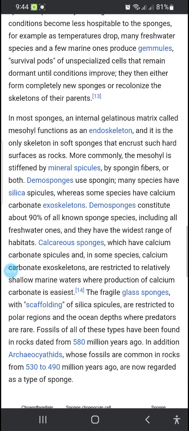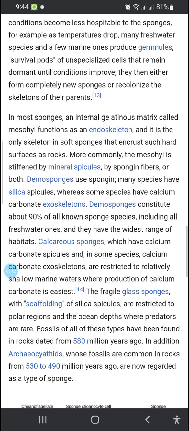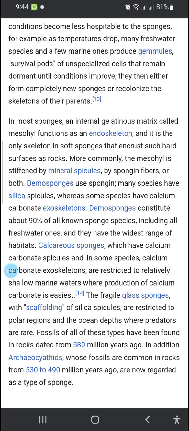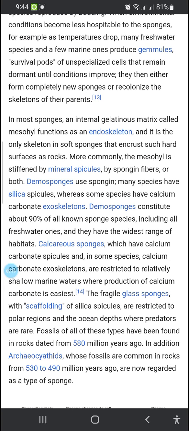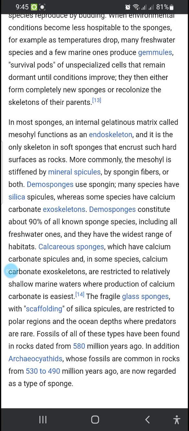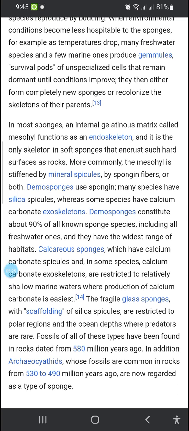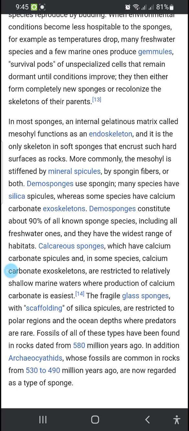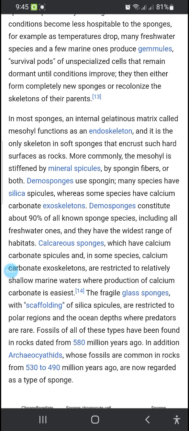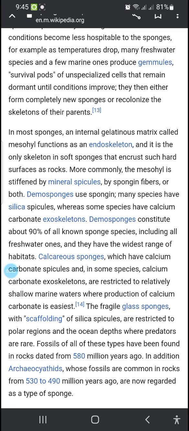The fragile glass sponges with scaffolding of silica spicules are restricted to polar regions and the ocean depths where predators are rare. Fossils of all of these types have been found in rocks dated from 580 million years ago. In addition, archaeocyathids, whose fossils are common in rocks from 530 to 490 million years ago, are now regarded as a type of sponge. Thank you.